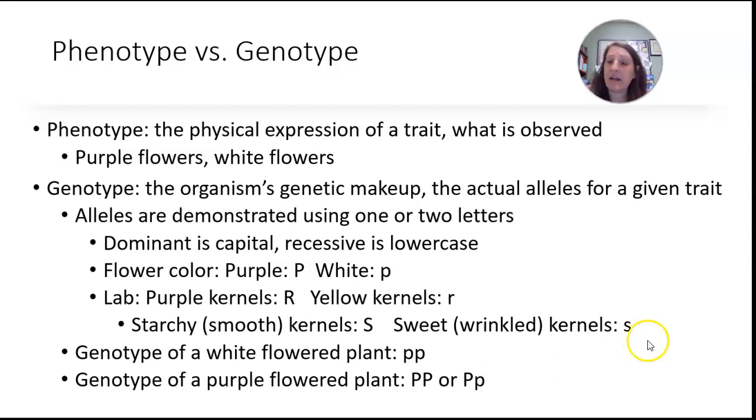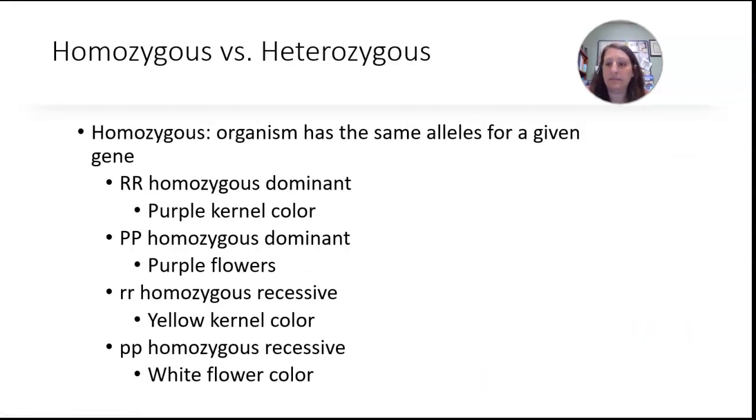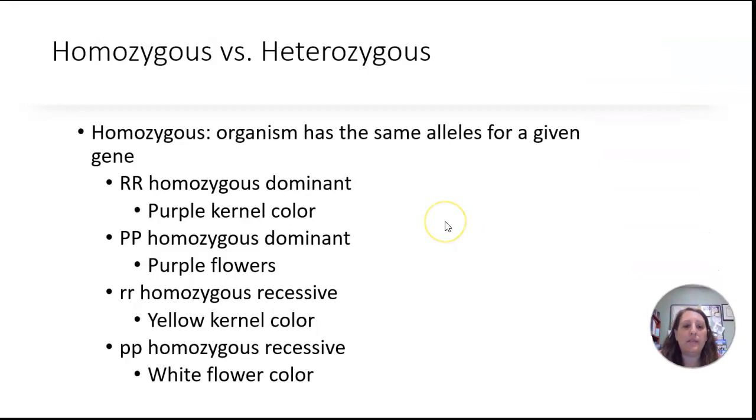Okay, on the next slide I have some more examples. Again, if we're talking about some stuff that we did in lab, this first one, purple kernels could be big R, big R, homozygous dominant. Everything listed here on this slide is going to be a homozygous genotype and a homozygous phenotype.